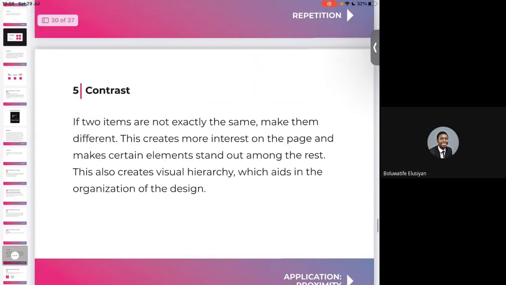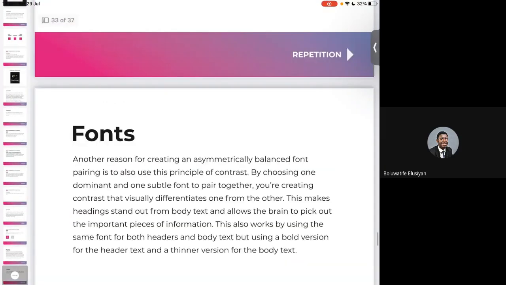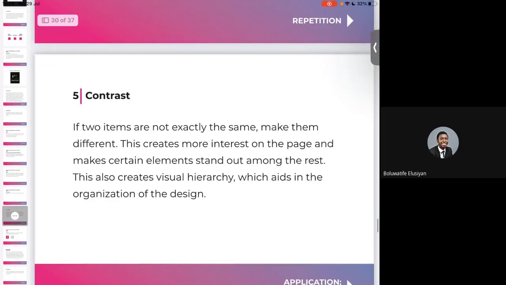Now let's look at contrast. I think contrast and the last element, which is hierarchy, are the two most important elements we need. So look at contrast now.